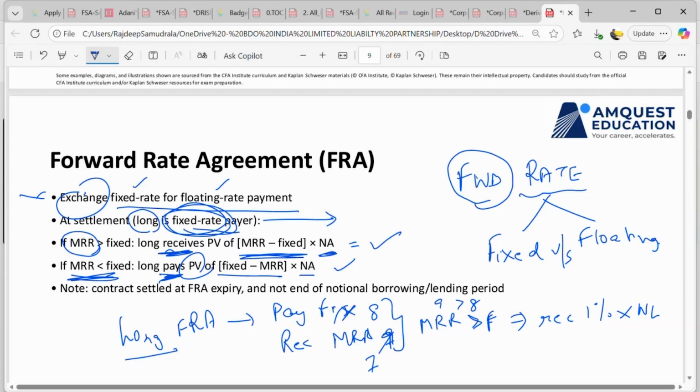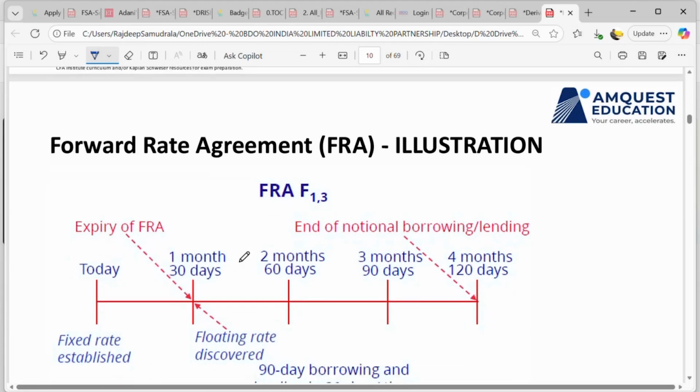So the key term to look out for is what's your position? Fixed rate payer, floating rate payer. They may also call you fixed rate receiver or floating receiver. Okay. Once you decide that, your answer is sorted. Okay. So that is your FRA.